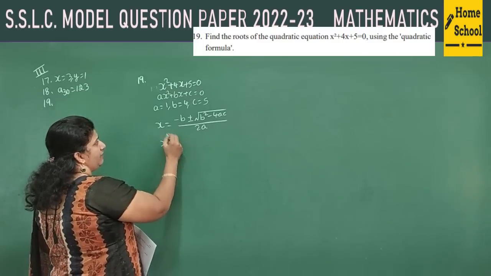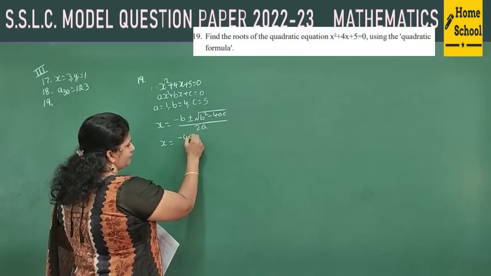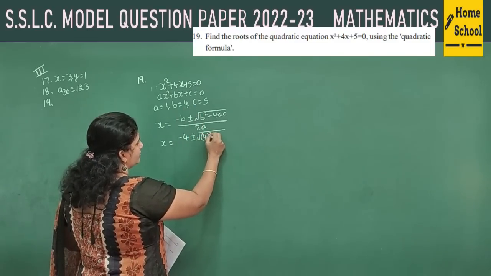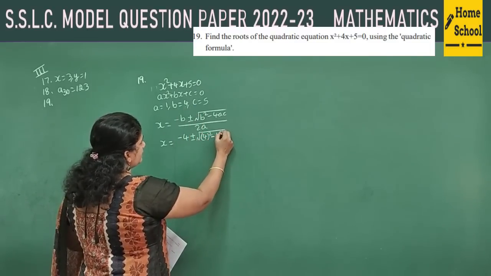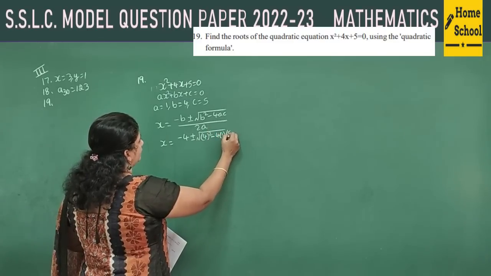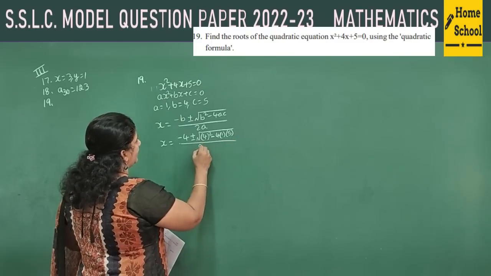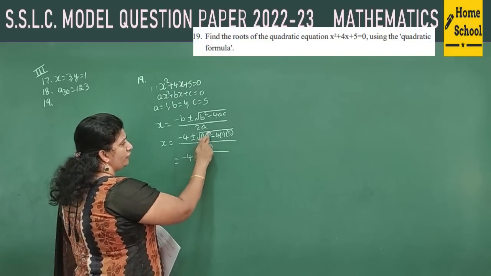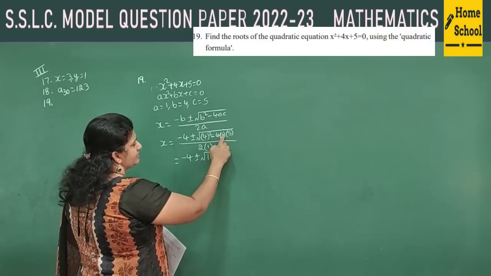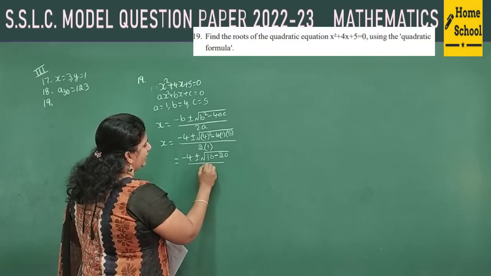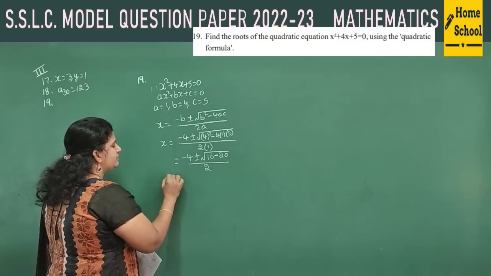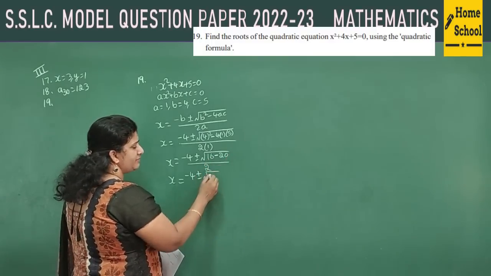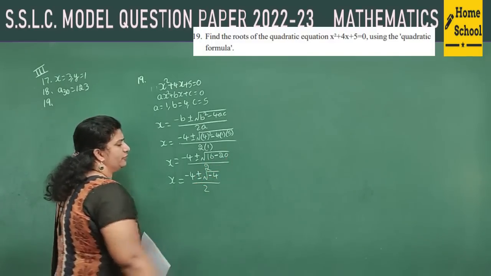Now substitute a, b, c values in this. Minus 4 plus or minus square root of b value is 4, whole square, minus 4 into 1 into 5, whole divided by 2 into 1. Minus 4 plus or minus square root of 4 4s are 16 minus 5 4s are 20, by 2 1s are 2. And this will be x is equal to minus 4 plus or minus square root of 16 minus 20, which will be minus 4, by 2.